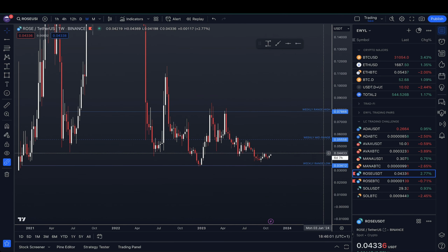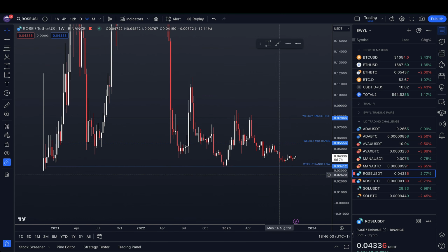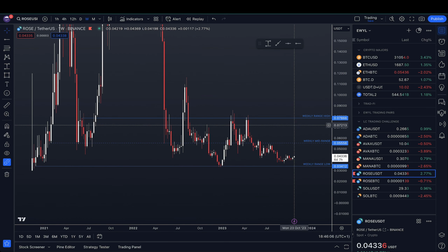In terms of where I would want my bags packed as an investor or for the trading challenge, I want my bags fully packed before we breach this weekly range high at 7.8 cents. We've already had one deviation of it back here in around August 2022. I think the second time we punch through this weekly range high, we are off to the races. So I wouldn't want to be scrambling and trying to get my position allocation once we're already up here.